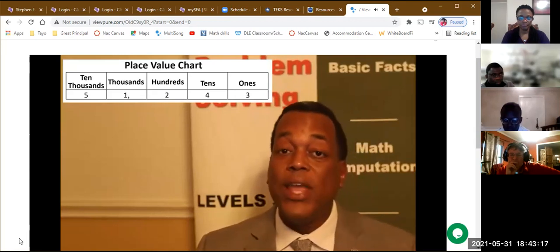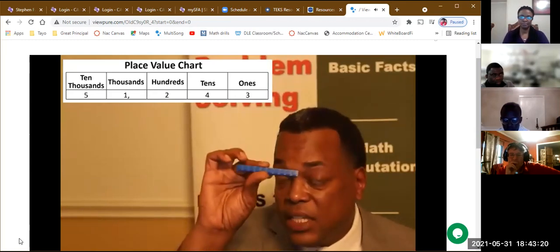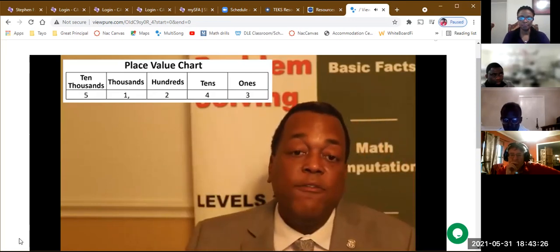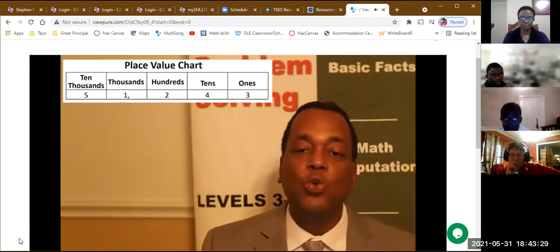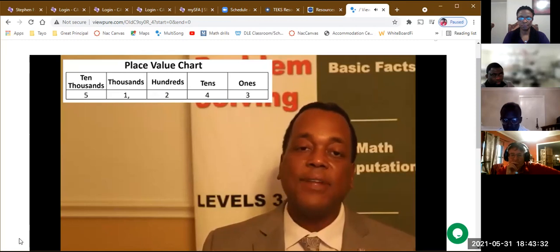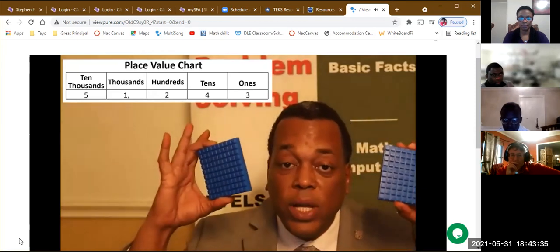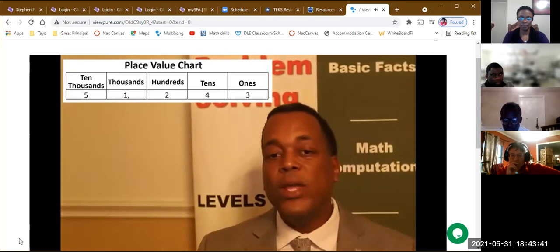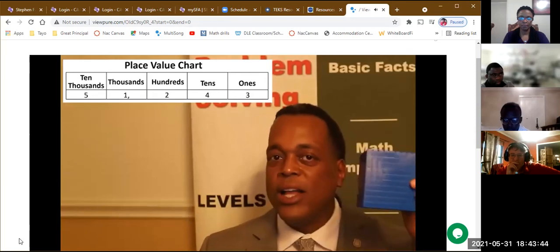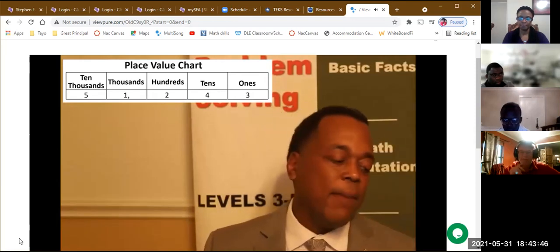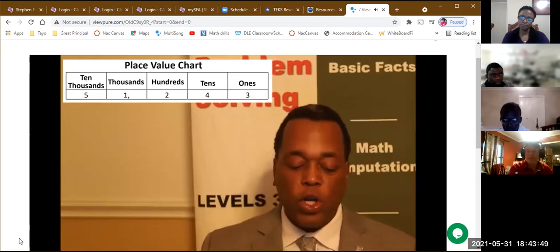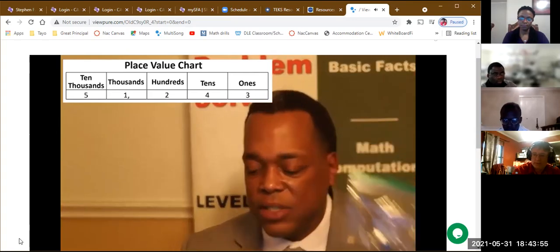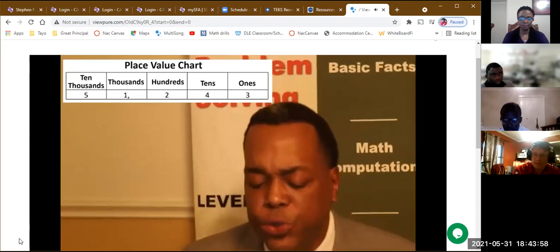In the tens place, we have 4 tens. Each one of these units represents 10 units, and we have 4 tens, and 4 tens is going to be 40. We also have 2 hundreds. Each one of these 100 flats represents 100 units, and 100 plus 100 is 200, and we have 2 units. In the thousands place, we have 1,000, which is represented by 1,000 cubes. This is 1,000 units. And moving on lastly to the 10,000s place, we're going to have 5 unit cubes to represent 5 10,000s.